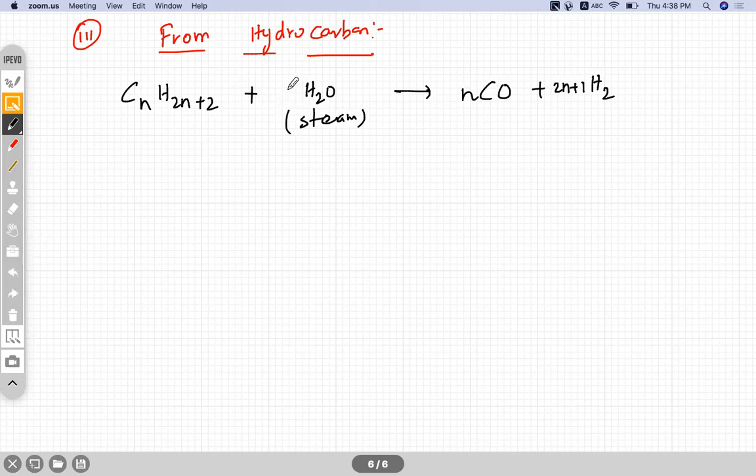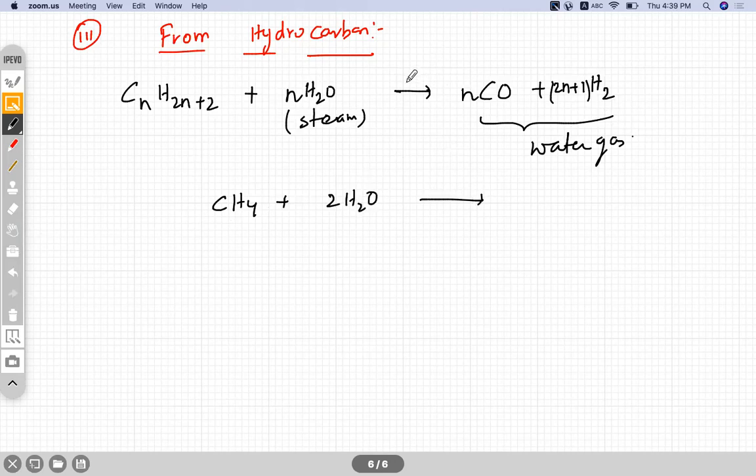Okay, so here we'll have N, and here we have 2N plus 1. That's fine. This reaction is this. This is nothing but the water gas. For example, if you take methane, the hydrocarbon, with H2O in presence of nickel, again the catalyst we are using is nickel, it converts into CO plus 3H2, which is water gas.